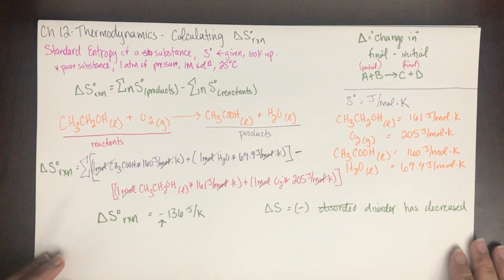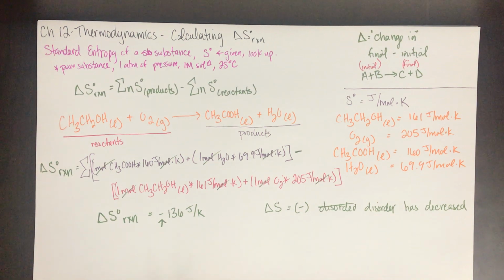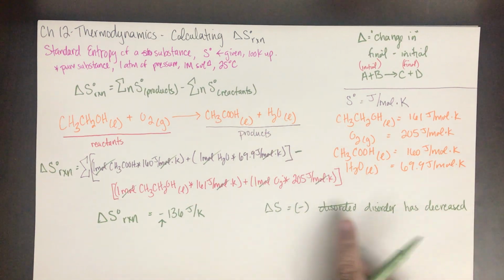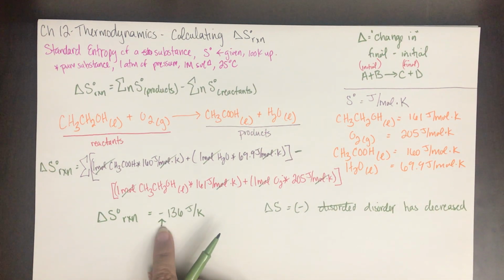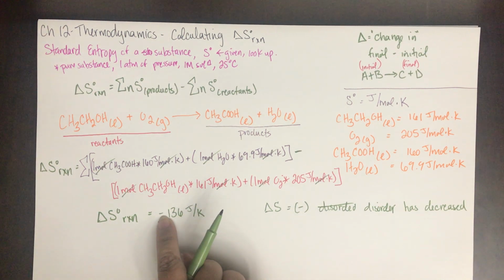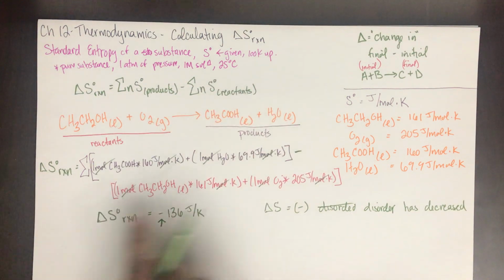Disorder has decreased, which means your entropy sign should be negative, and it is. It's easy to get confused in these problems. It's easy to miss a sign somewhere. So you should always look at your answer and make sure that the sign that your math is giving you makes sense with what the chemistry is telling you.